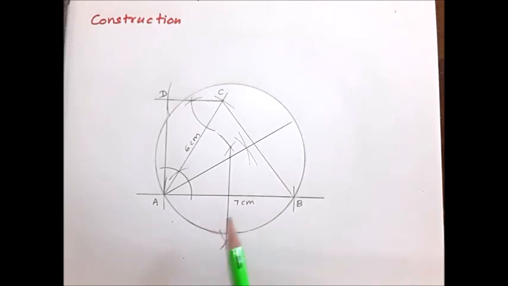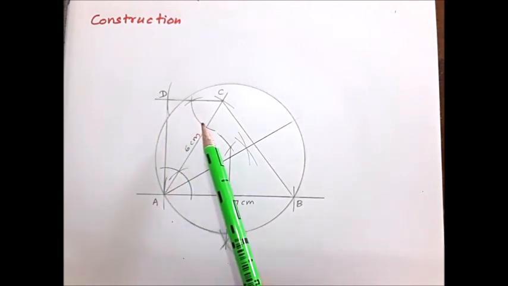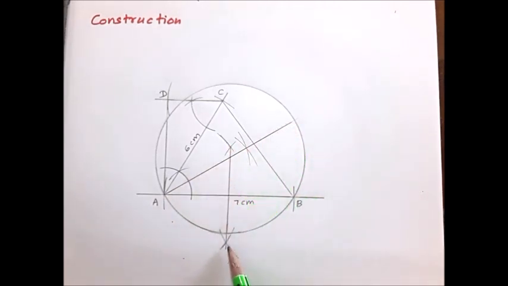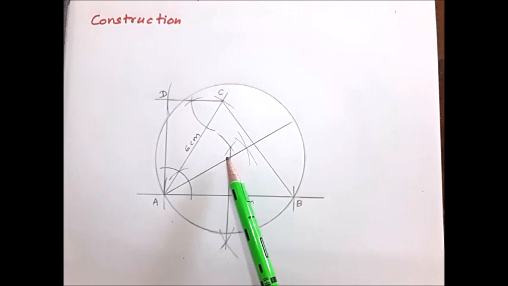This is the actual construction done for question number 8. Here 60 degree construction and here 60 degree construction, and this is the angle bisector of BAC and this is the perpendicular bisector of AB, and here is the center of the circle.